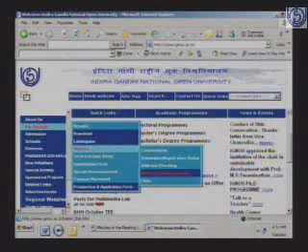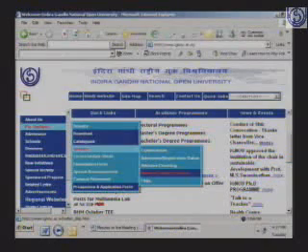This is the IGNOU main page, and once you go to the student section, there will again be queries, and under the queries there is the material and distribution division.